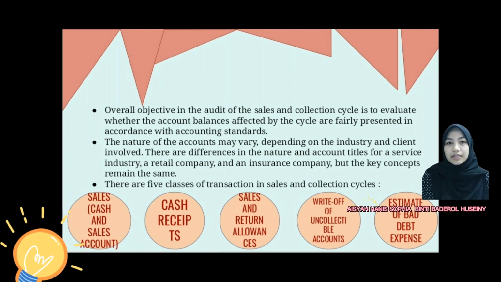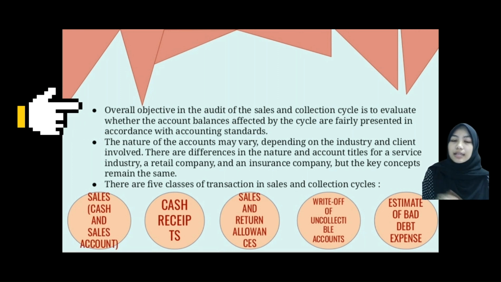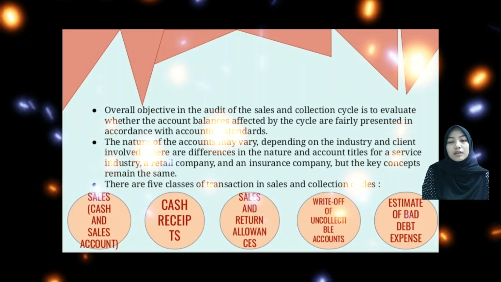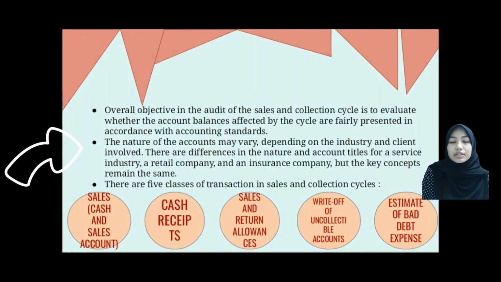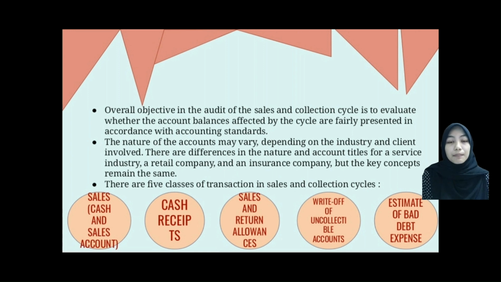The overall objective in the audit of the sales and collection cycle is to evaluate whether the account balances affected by the cycle are fairly presented in accordance with accounting standards. The nature of the accounts may vary depending on the industry and client involved. There are differences in the nature and account titles for a service industry, a retail company, and an insurance company, but the key concepts remain the same.